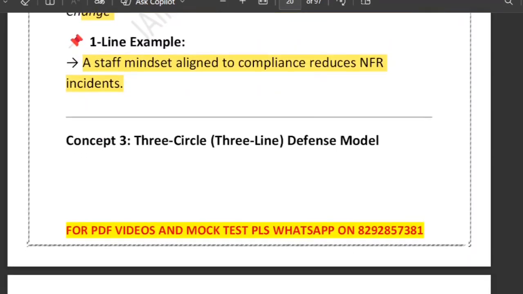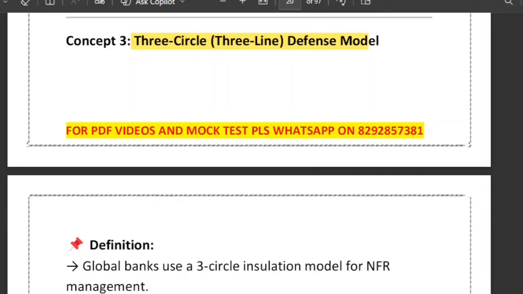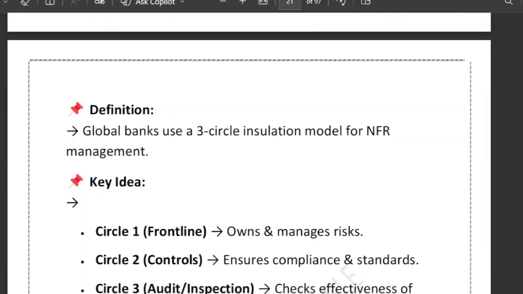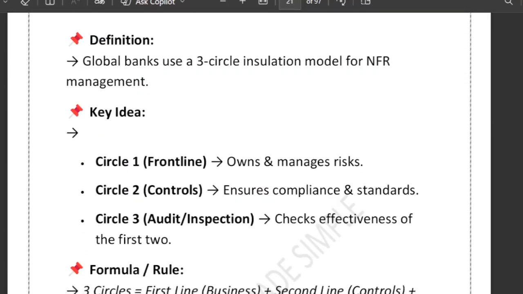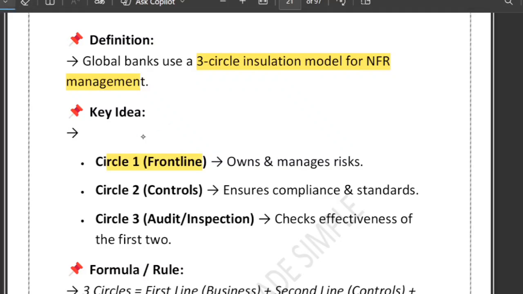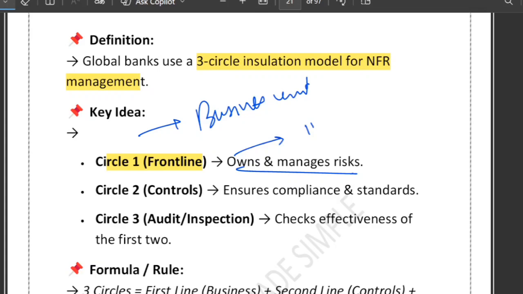So now we have the 3-circle or 3-line defense model. Very, very important. Globally, banks use the 3-line of defense model to control NFR. That's called 3-circle insulation for NFR management. The first circle is called the front line, or you can call it the business unit. They own and manage the risk, which means this is the first and most important barrier. They handle customer interaction, onboarding, KYC, and documentation. That's called front line, the business unit.